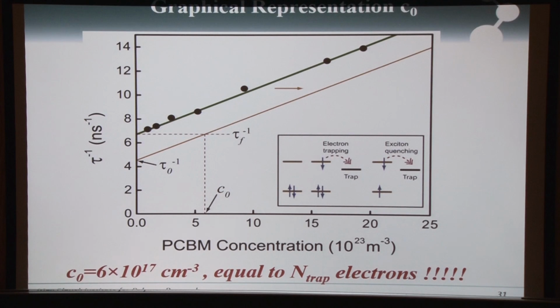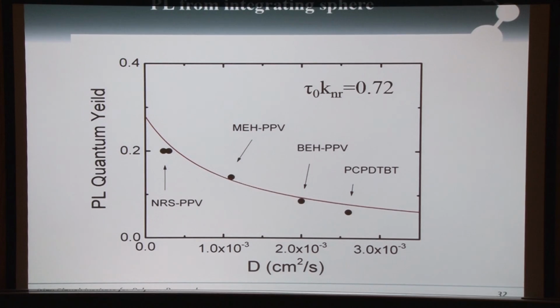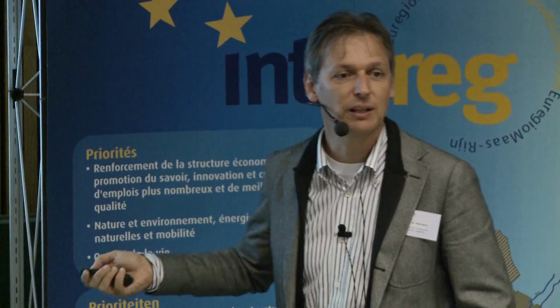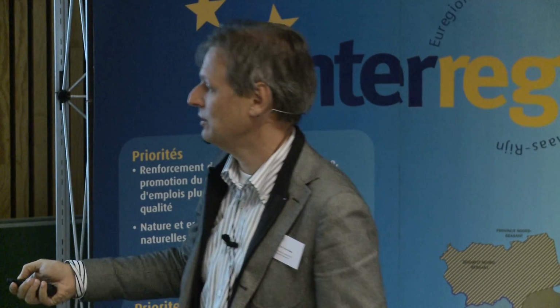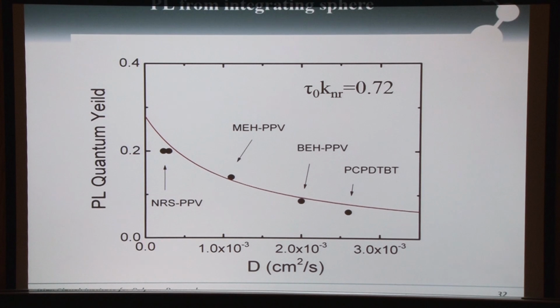So what you can even do when you know this, you can even predict the PL efficiency of the materials, because when you know how fast the excitons diffuse, and you know the distance between the quenchers, you can predict how many will make it and still luminesce.